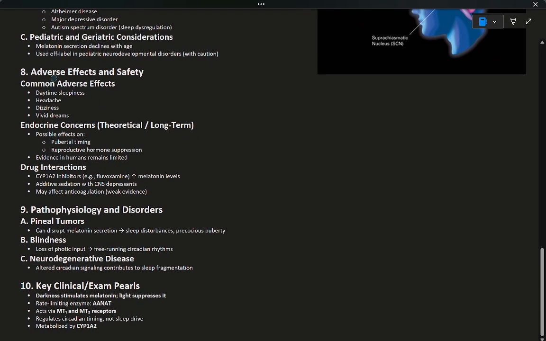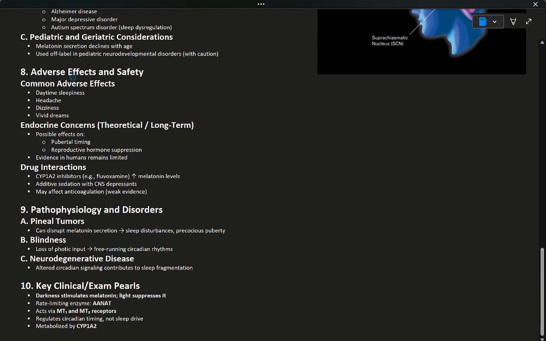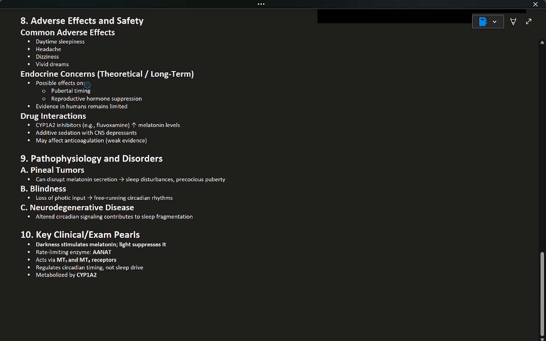So, some common adverse effects to watch out for include daytime sleepiness, headaches, dizziness, and vivid dreams. I think the most concerning ones are headache and dizziness. And then there's some endocrine concerns where there can be some possible effects on the pubertal timing and reproductive hormone suppression. But the evidence of these effects remains limited in humans, and more studies have to be conducted.